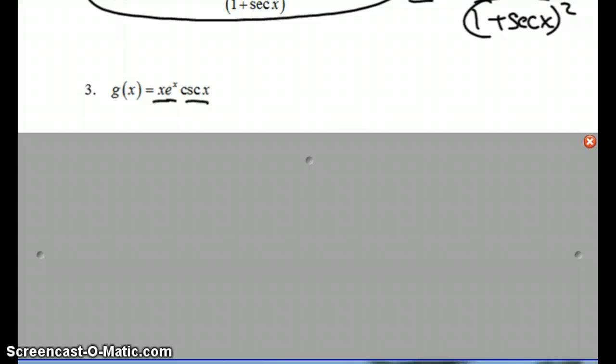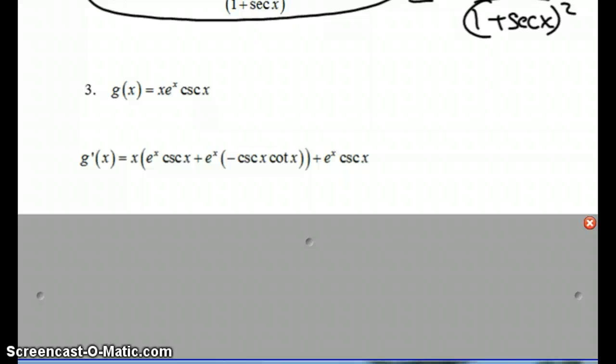You might want to consider these two to be one term, or you might want to consider these two to be a term. Just very carefully take the derivative using product rule. You'll have to do it twice. Press pause, give it a try.